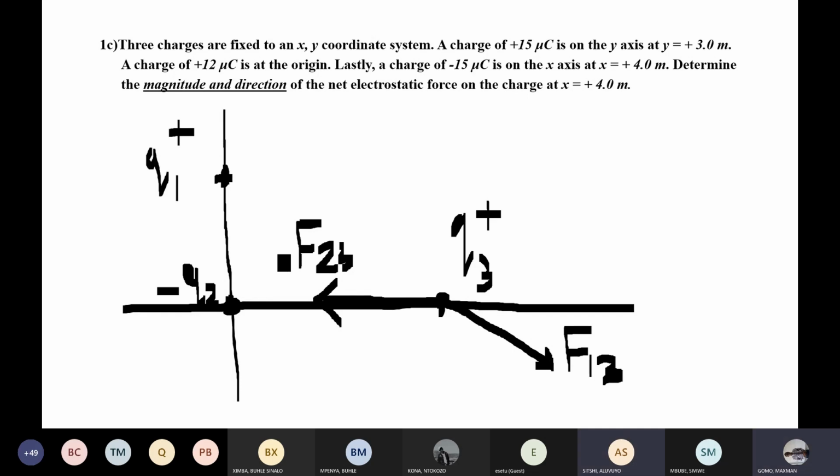Q2, I think Q2 is positive. Q2 is positive, sir. Yes. And Q3 is negative. Okay, let me read again from the question. Thank you so much for that. So here they are saying a charge of plus 15 is on the y-axis, which means it's positive. A charge of plus 12, oh, sorry, thank you, I didn't see this, is at the origin, which means this one again is positive. Thank you so much. This one is positive. Let me erase.